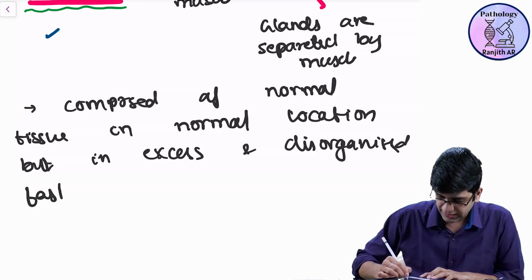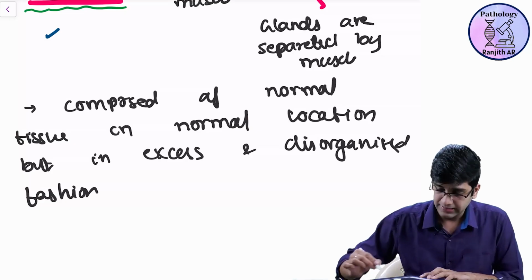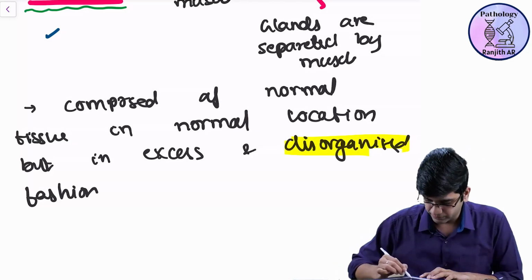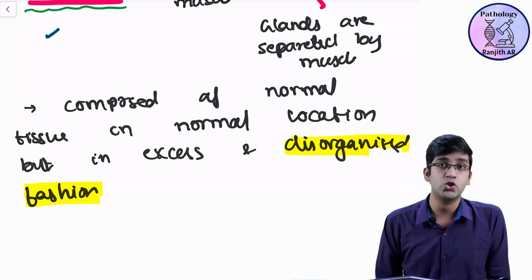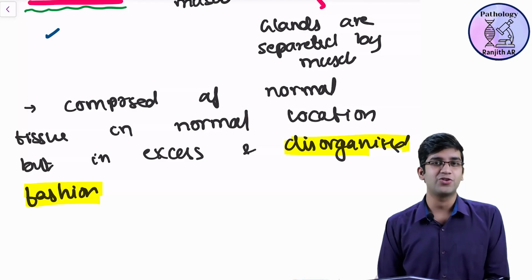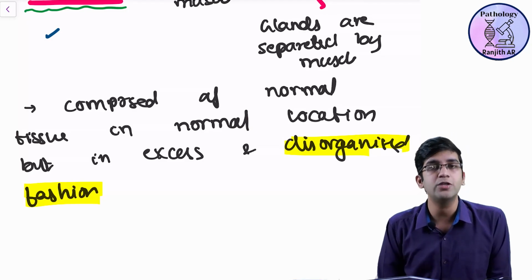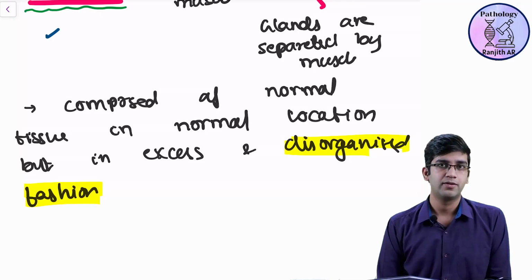Disorganized fashion here, what I mean is the muscle and gland are interspersed. That's not how it looks in my normal epithelium. That's why I call it disorganized fashion. And that's the definition of hamartoma. Peutz-Jeghers polyp is a hamartomatous polyp.